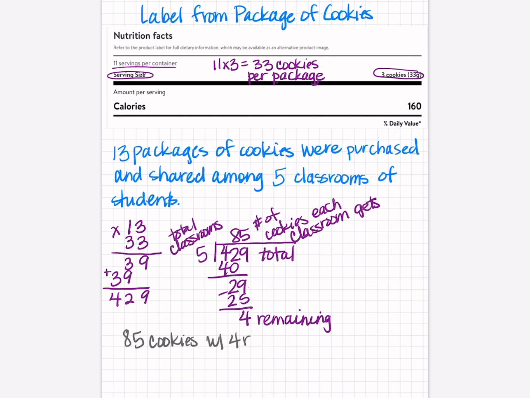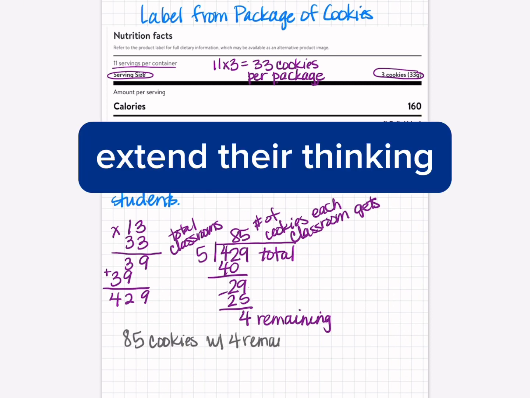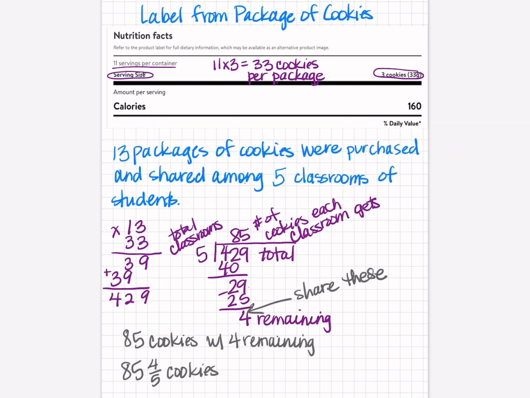But what if we wanted them to have 0 remaining? So they know that they have the 85, and they can take the 4 whole cookies and divide those into 5 groups, or divide them among the 5 classrooms, and they get 4/5 cookies with nothing remaining. They've divided every cookie all the way down to its parts. So each classroom will get 85 and 4/5 cookies.